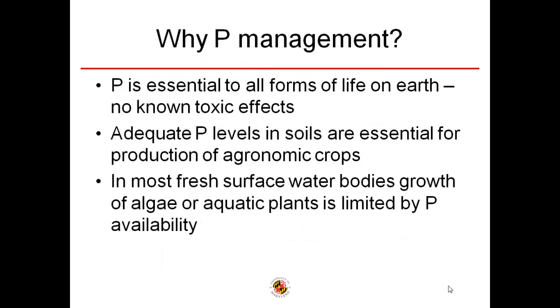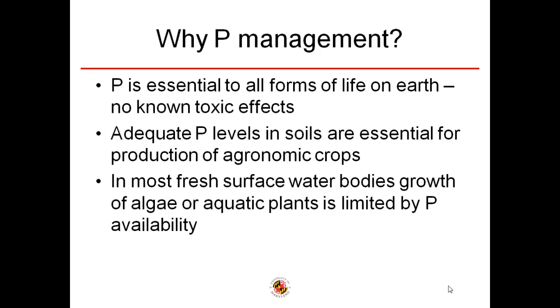So why P management? Everyone in the room should know this. P is essential to all forms of life on Earth. It has no known toxic effects, right? And we need adequate levels for production of agronomic crops. But the trick is, it also limits algae production in freshwater systems. So it's the limiting nutrient in many freshwater systems, like the Great Lakes and Lake Erie. They're having huge problems with this because it's going to limit eutrophication, because a lot of those algae are nitrogen fixers. So nitrogen is not the limiting factor, the phosphorus is.